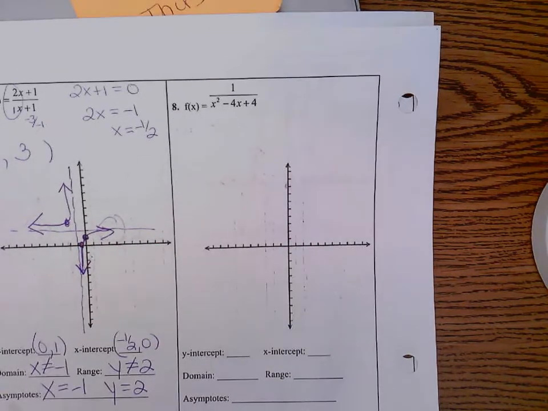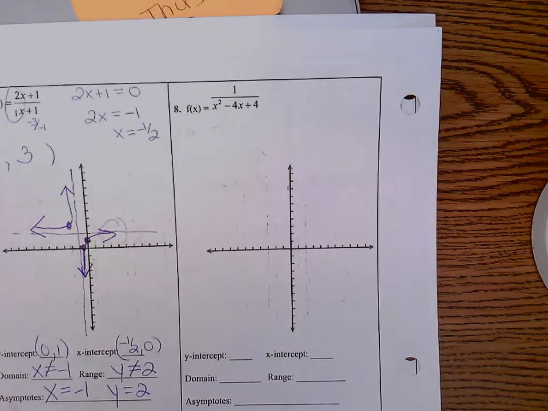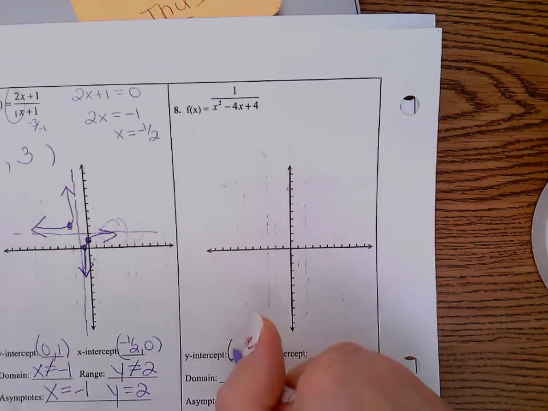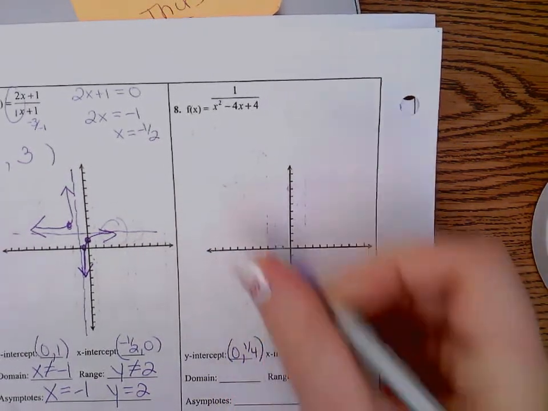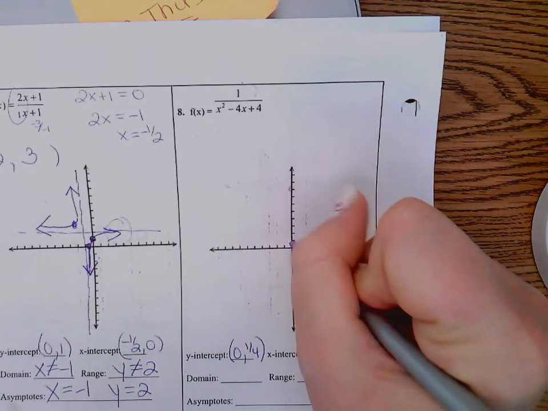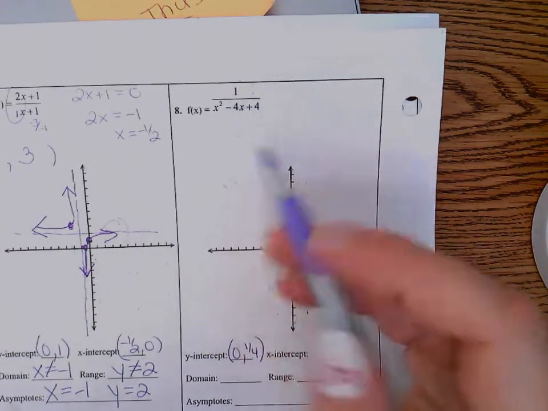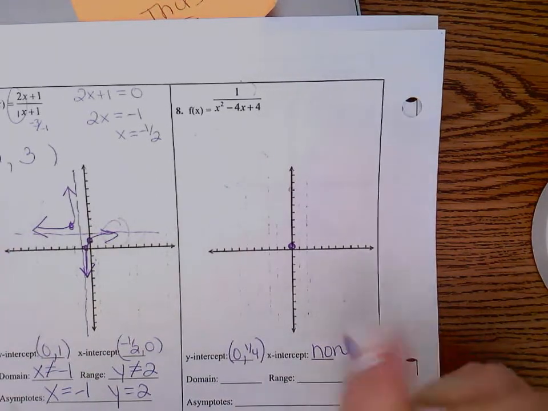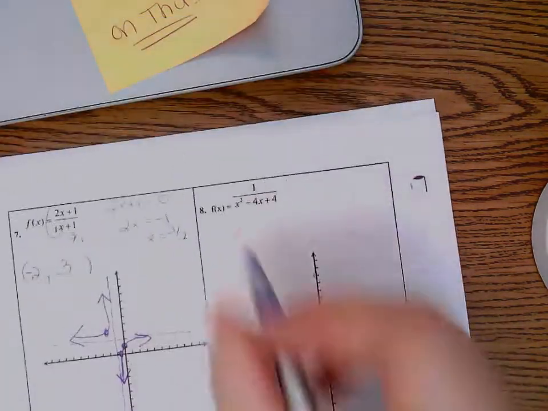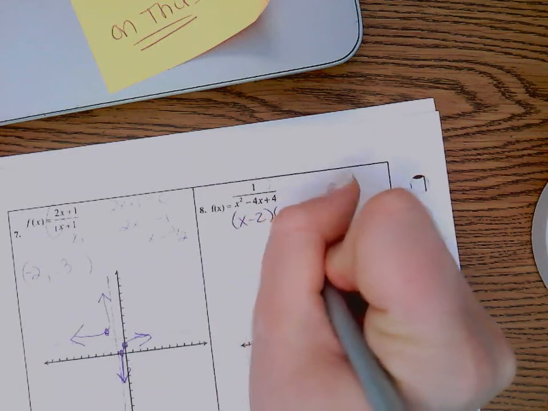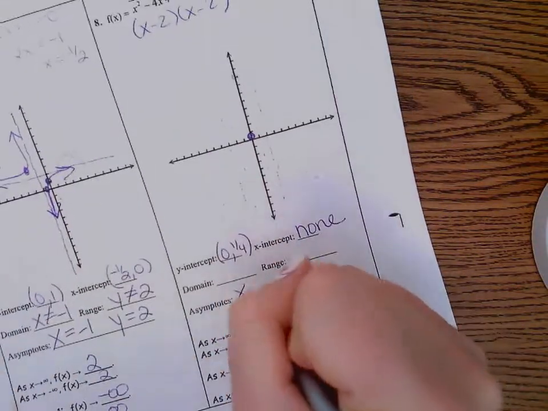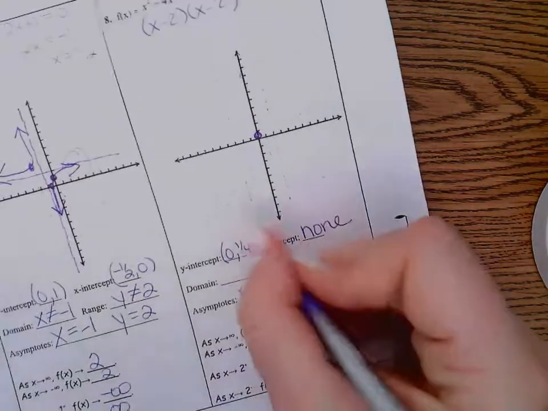Okay, last one. Oh no, number 9 too. So we plug in 0 to find our y-intercept. So we would get 0, comma 1/4. There it is. To get our x-intercept, we set our numerator equal to 0. So there is none. Our domain, we look at our denominator, x minus 2 times x minus 2. So x cannot be, or I'm going to write x equals 2 because it's an asymptote equation.